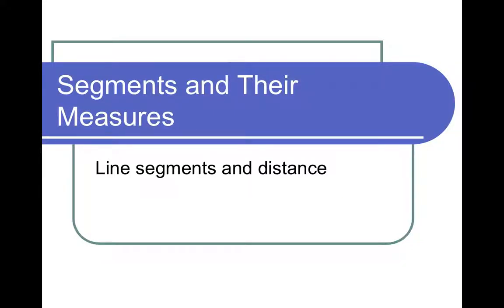Today we are working on section 1.3 in our textbook, segments and their measures. We've talked about how you can't measure lines because a line is infinitely long. The answer is infinite miles or infinite inches long. A ray you can't measure either, but a line segment has two endpoints and therefore can be measured. So today we're going to talk about how we can do that.